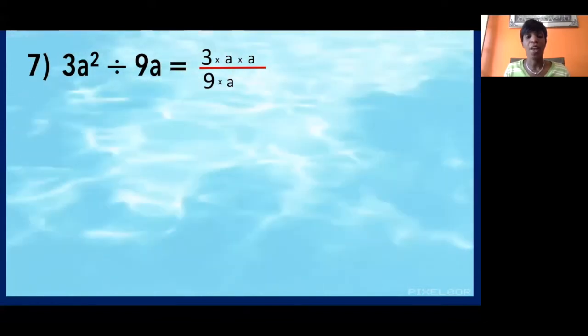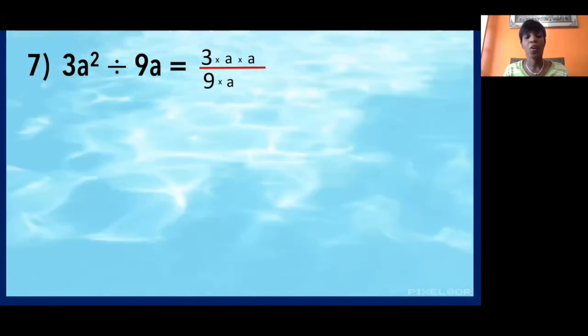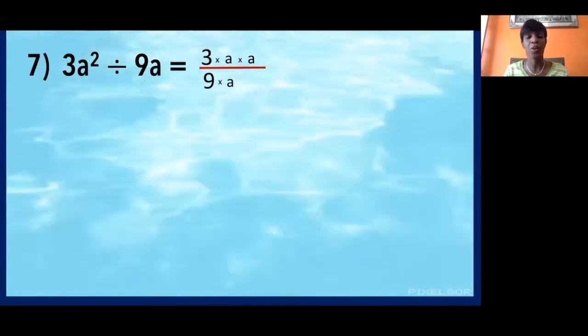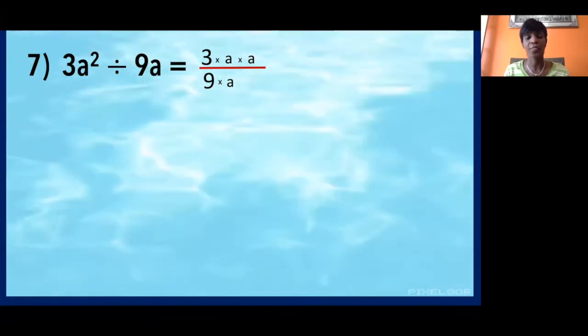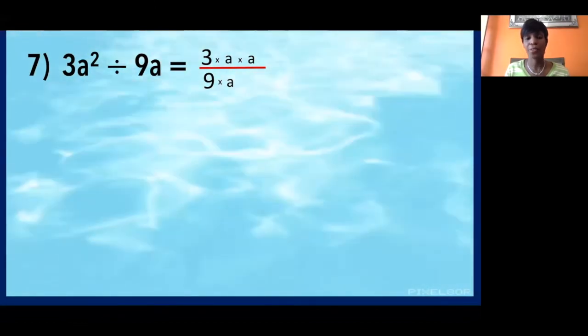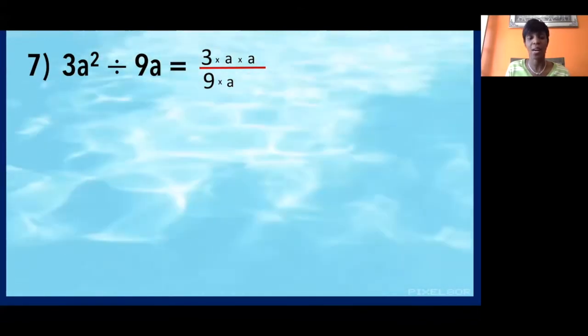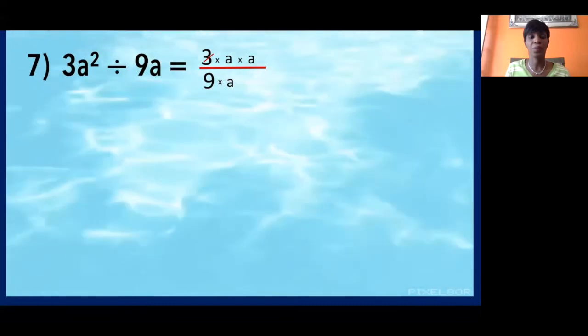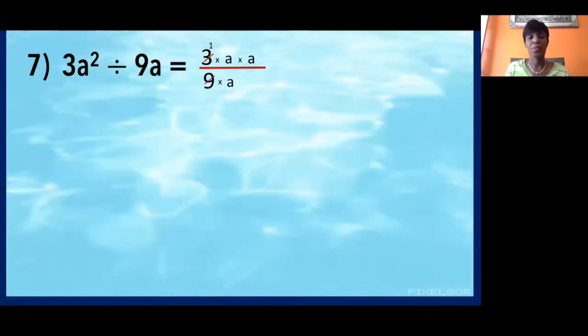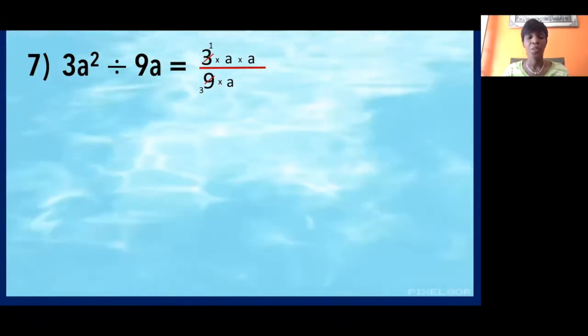Now, before we look at the letters, we have to look at the numbers, 3 and 9. What can go into 3 and 9 without a remainder? What is the highest common factor of 3 and 9? Very good. If you said 3, you are correct. So let's start canceling out. 3 goes into 3 once, and 3 goes into 9 3 times. So everyone understand I use the highest common factor of 3 and 9 to cancel them out.